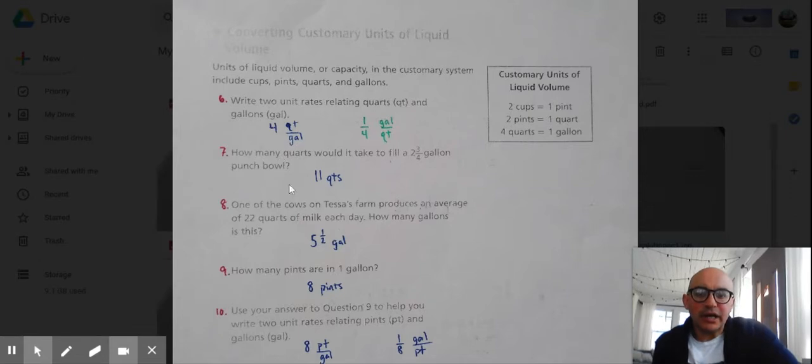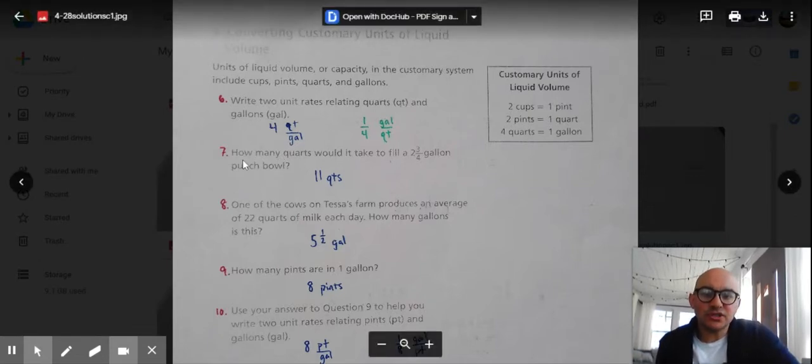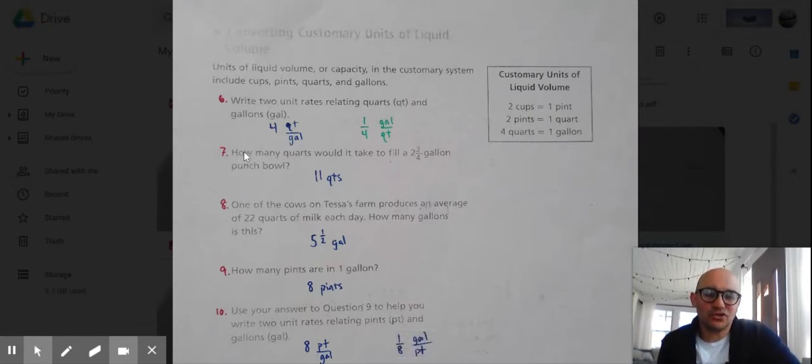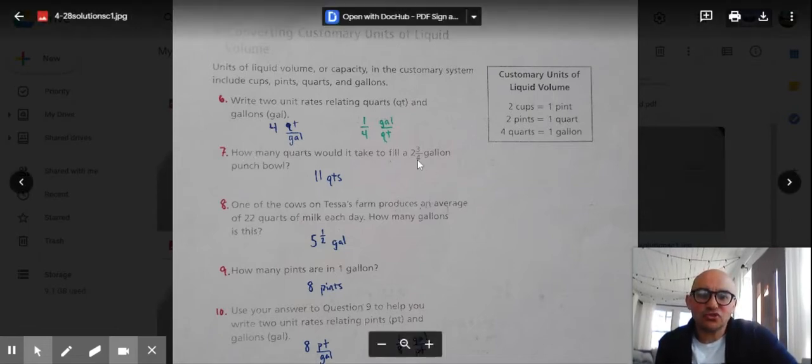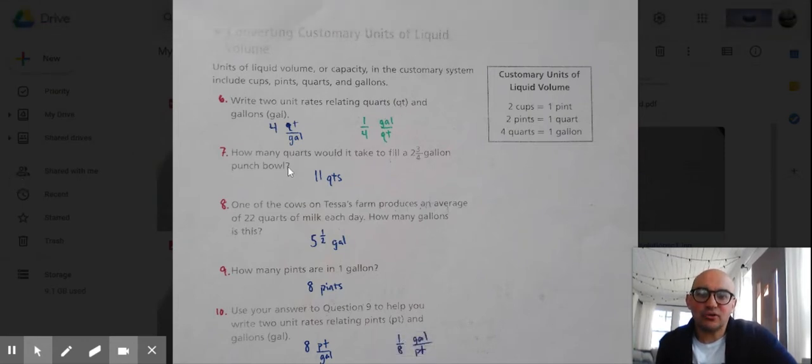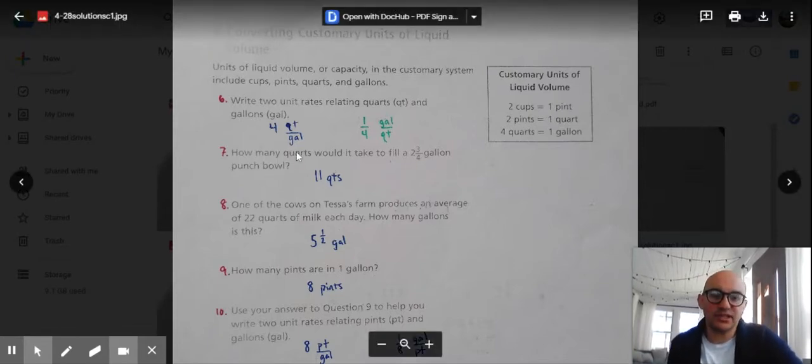Pretty straightforward. The next few problems we have to do some calculations. So we'll read problem 7 real quick, and then I'll show you the paper I did my calculations on. So how many quarts would it take to fill a 2 3/4 of a gallon punch bowl? This is a real common problem when we're working in the kitchen and we're mixing up different liquids, and some of our measurements for our recipe come in quarts and some of them come in gallons, so it's important to be able to quickly go back and forth between these types of measurements. So this is a very important skill.